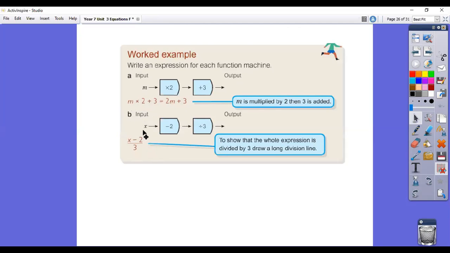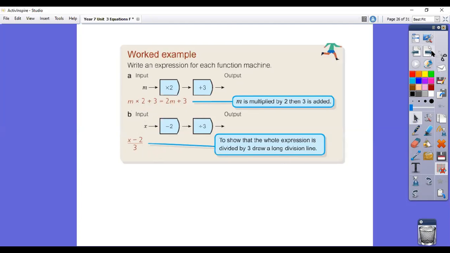The second example here, x is going in, then 2 is subtracted, then it's been divided by 3. So you remember in algebra, we don't use a division sign, we use this bar, so we write the x, subtract 2 first, then it's been divided by 3.